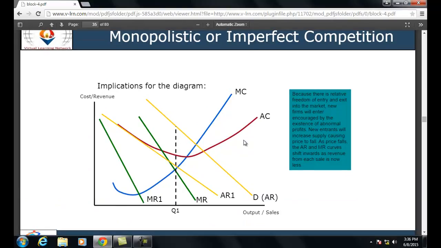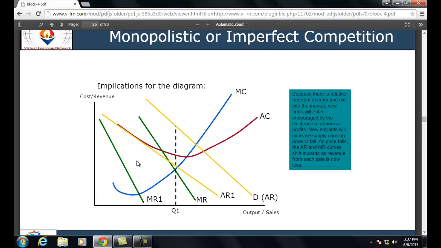In monopolistic or imperfect competition, because there is relative freedom of entry and exit into the market, new firms will enter, encouraged by the existence of abnormal profit. New entrants will increase supply, causing price to fall. As price falls, the AR and MR curves shift inward as revenue from each sale is now less.